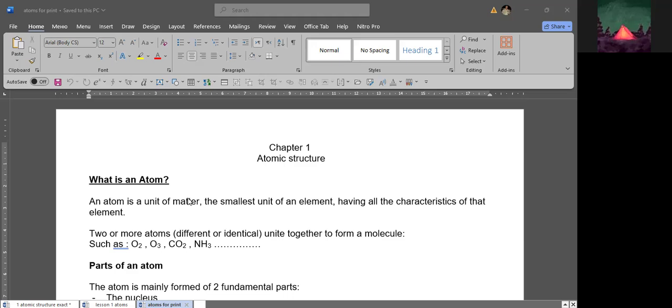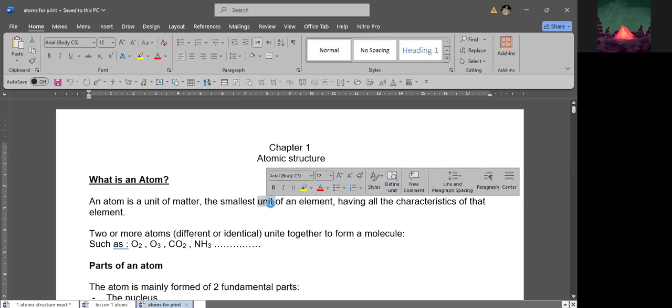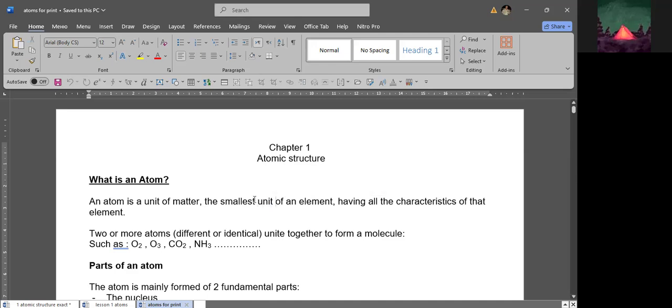We have solid state, we have liquid state, we have gaseous state. All of these states, all of these materials are composed of atoms. What is an atom? An atom is the smallest particle, the smallest unit of an element. It is a particle of an element having all the characteristics of that element. Any substance must be composed of atoms.